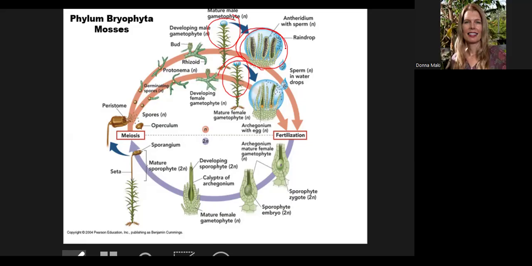So a raindrop comes along and you have rain over the moss. And that will release the sperm and hopefully get splattered. Raindrops will splatter onto the female gametophyte. And again, it's in the tip. Most mosses have their reproductive structures in the tips, on the shoot tip.